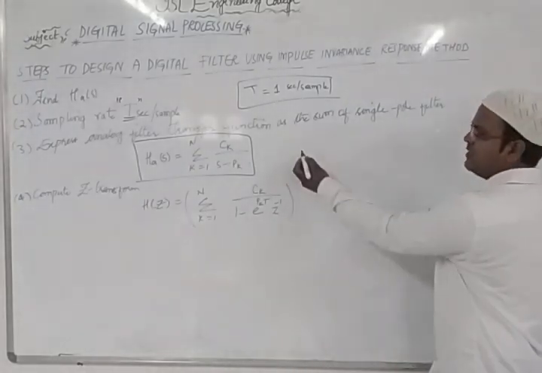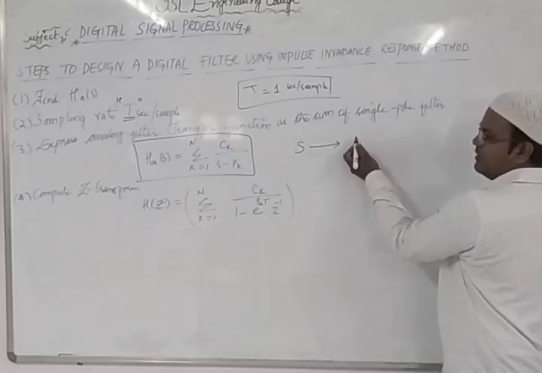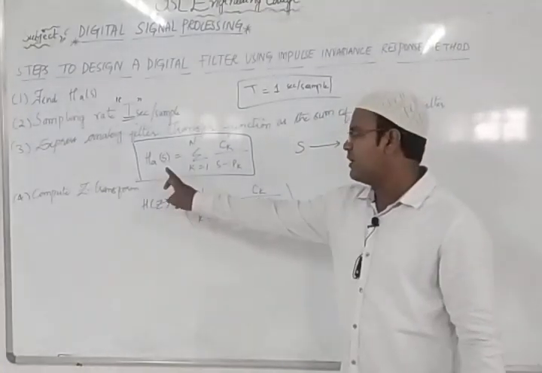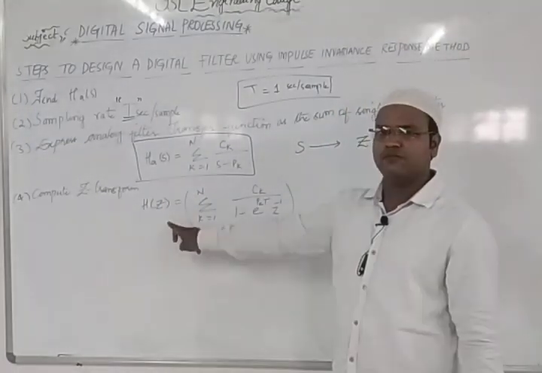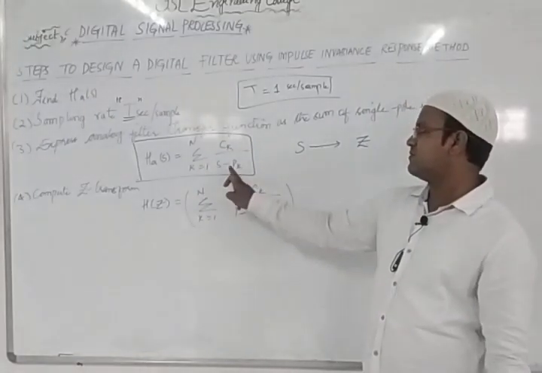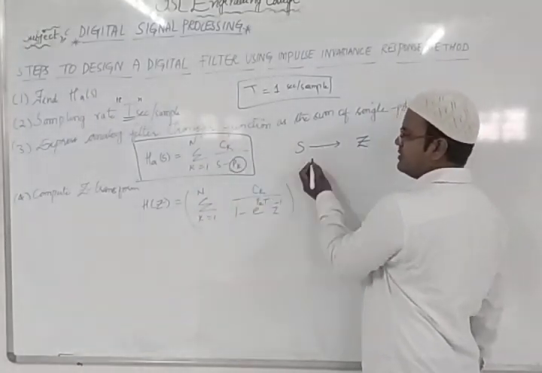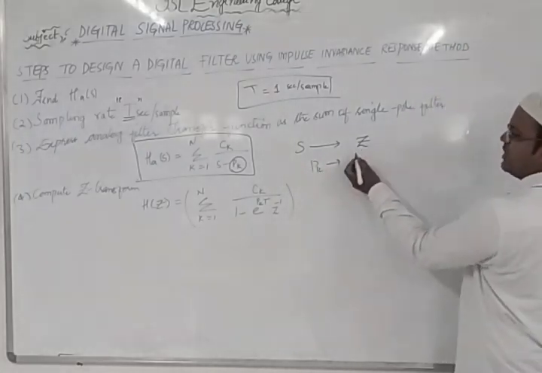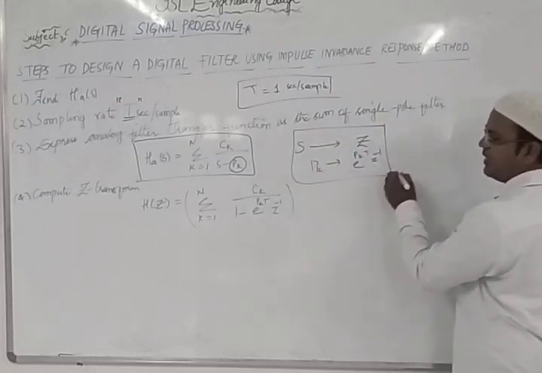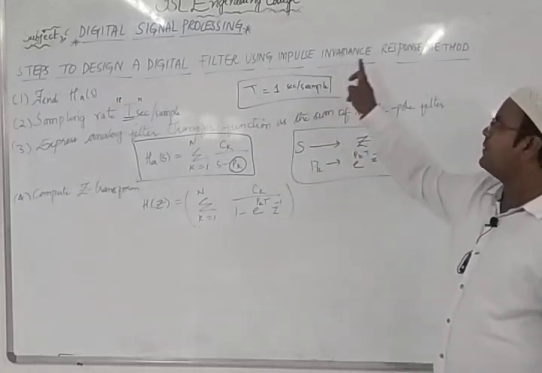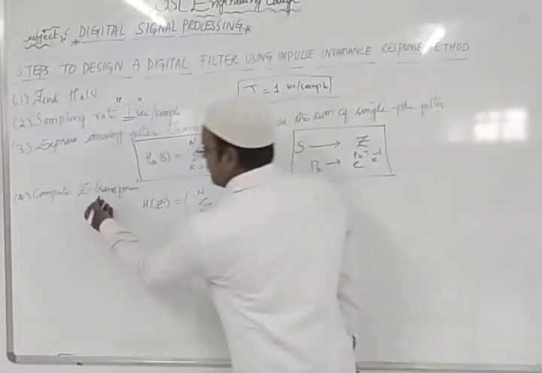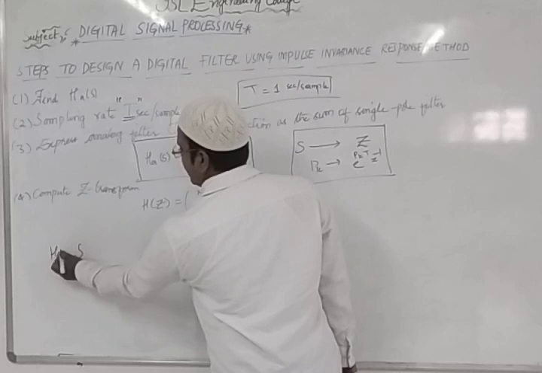Then that S domain expression we need to convert into the Z domain by applying the Z transform. The same function we apply the Z transform to, with the S domain written in terms of the Z domain. The summation stays as it is, C_k is as it is, but the pole P_k will be written in terms of the exponential factor: 1 minus e power P_k T Z power minus 1. This we write using the impulse invariance response. Clear?